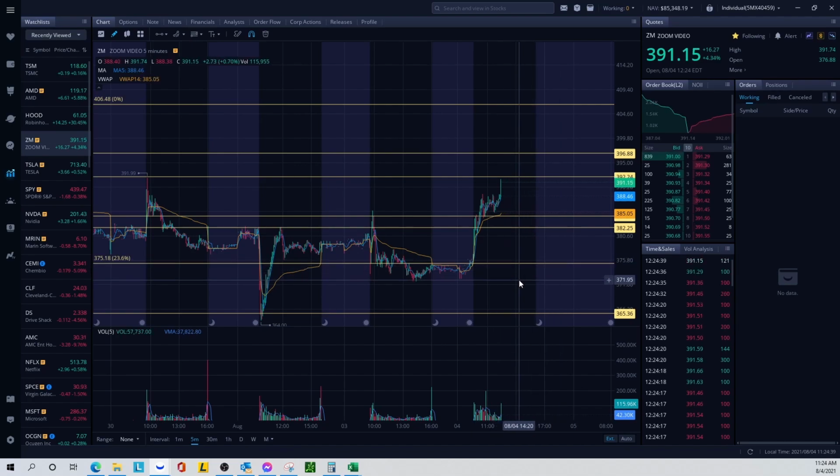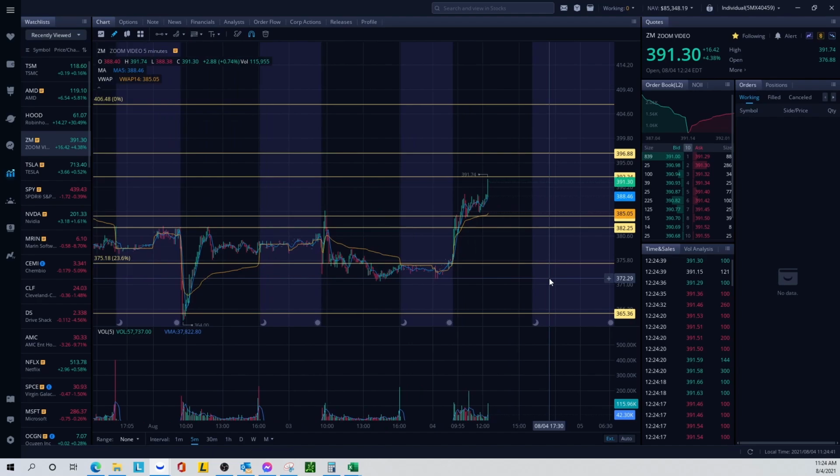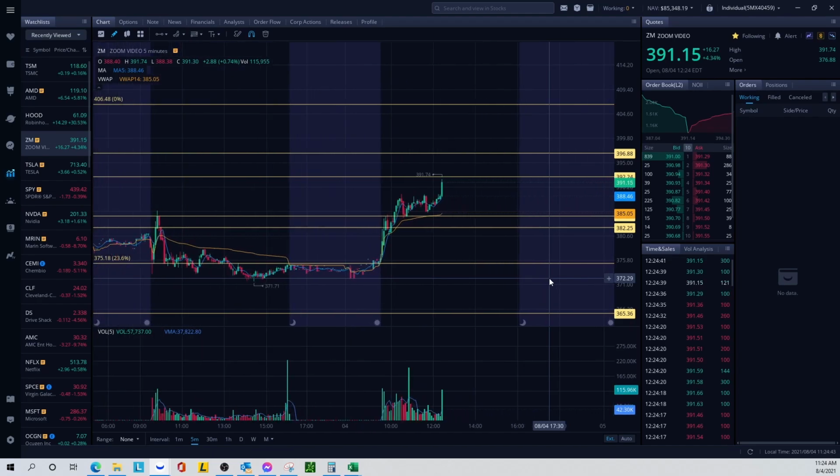So these horizontal lines on the chart represent either support or resistance. If they're below the current price level, like these for example, these would be considered support levels. If the lines are drawn above the current price level, then these will be considered resistance.